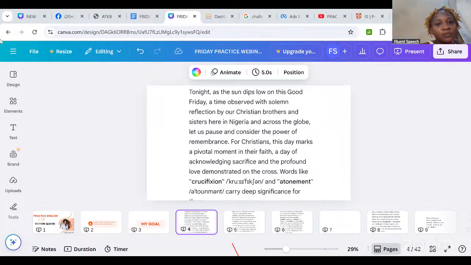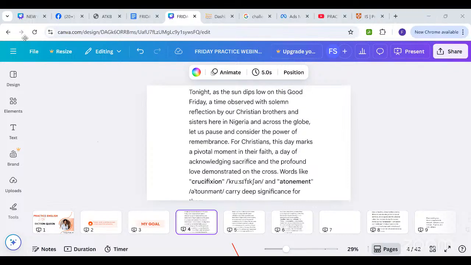Reflection by, not "reflection", Christian reflection. Okay, reflection by our Christian brothers and sisters here in Nigeria and across the globe. Ma'am, I would love you to take it again from "reflection". It's not "shun", it's "shun", reflection.